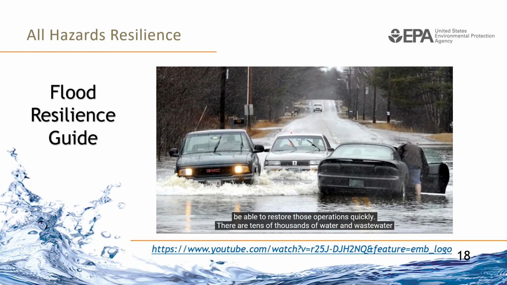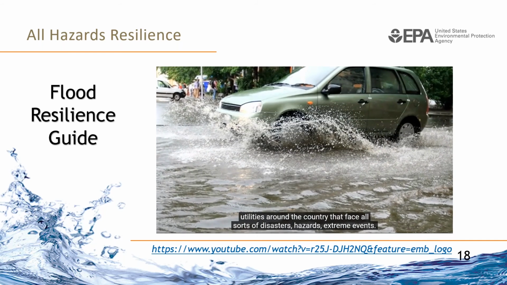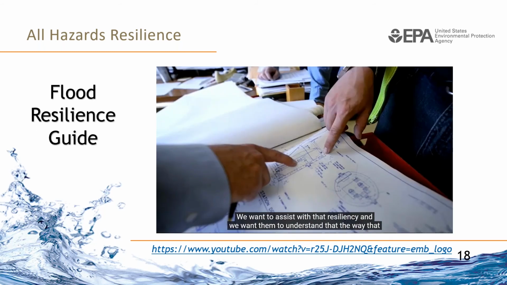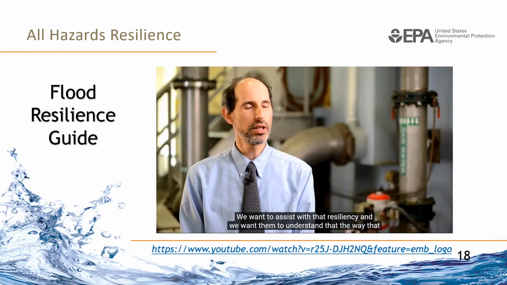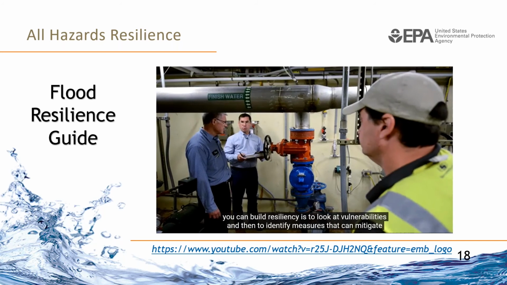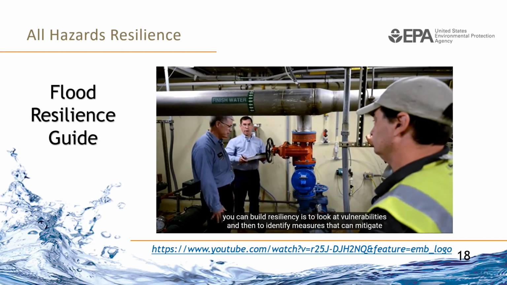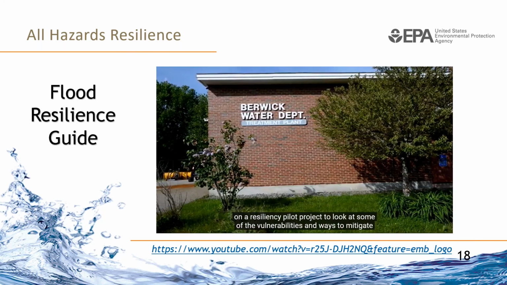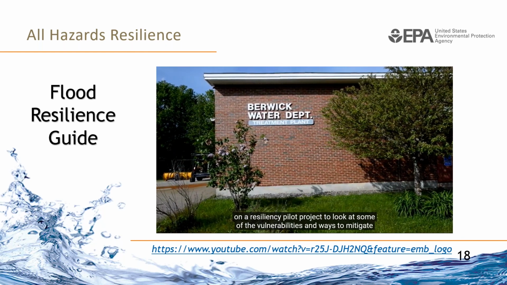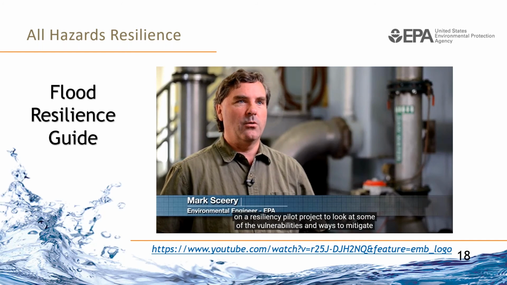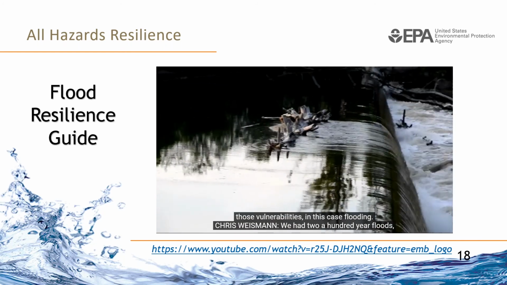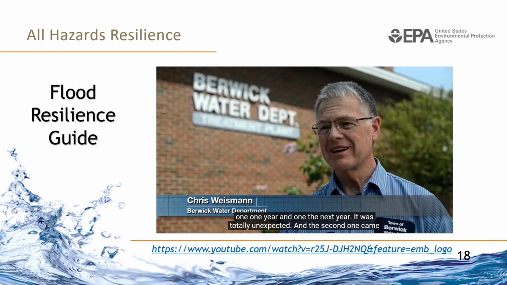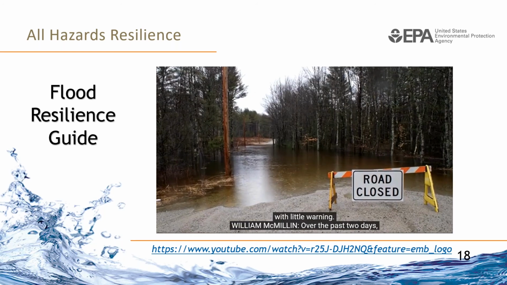There are tens of thousands of water and wastewater utilities around the country that face all sorts of disasters, hazards, extreme events. We want to assist with that resiliency. And we want them to understand that the way that you can build resiliency is to look at vulnerabilities and then to identify measures that can mitigate those hazards. We're here in Berwick to work on a resiliency pilot project to look at some of the vulnerabilities and ways to mitigate those vulnerabilities, in this case, flooding. We had two 100-year floods, one year and one the next year. It was totally unexpected. And the second one came with little warning.